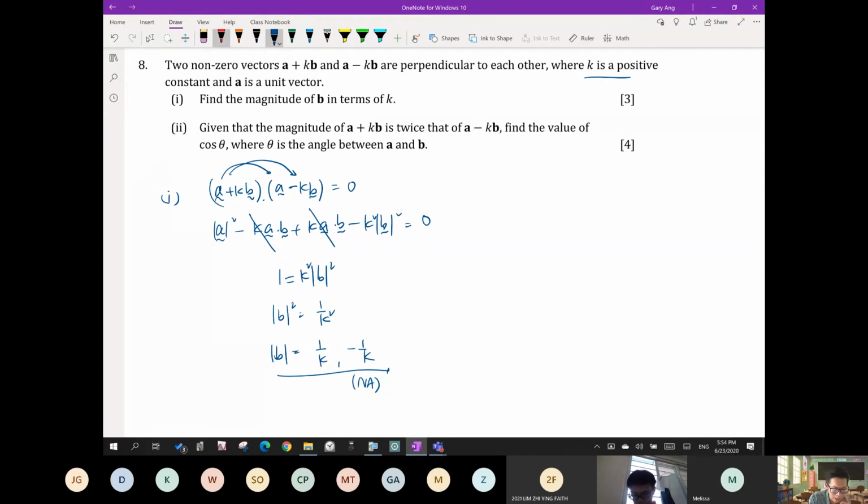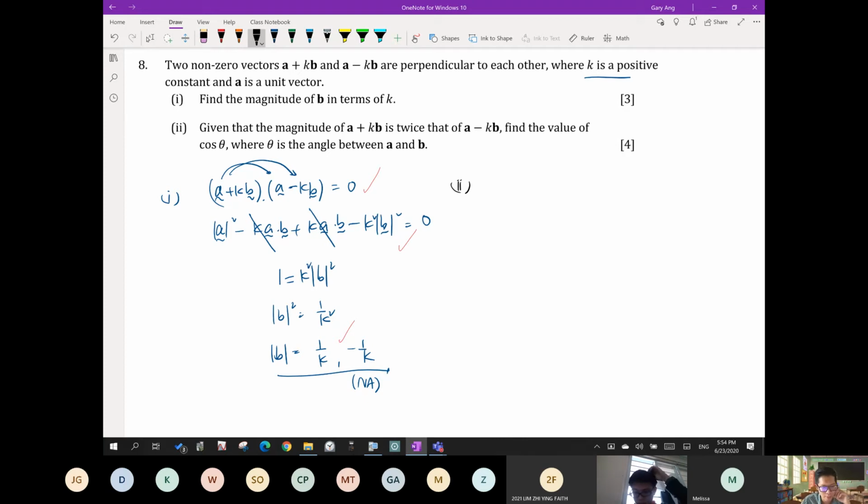Okay, so 3 marks. How are you going to give yourself that 3 marks? Getting the answer obviously deserves 1 mark. And I think the expanding effort must be correct. The expanding method involves the distributive law, so you must distribute correctly, and of course know that A dot A gives you mod A square, B dot B gives you mod B square, that kind of thing. And I think this deserves 1 mark as well, because they're perpendicular, which means they dot together to give you 0.